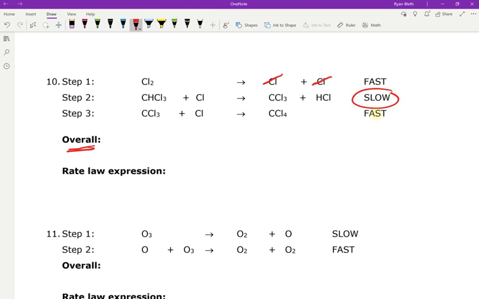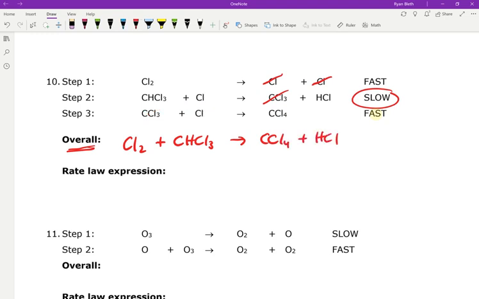Well, we have chlorine here as an intermediate because 2 chlorine atoms or radicals are being formed in that first step, and then they're being used in step 2 and step 3. And then in addition to that, we have CCl3 formed as an intermediate in step 2 and then used up in step 3. And then that's it. The rest of it remains. So our overall reaction is Cl2 plus CHCl3 makes CCl4 and HCl. So there's our overall reaction.